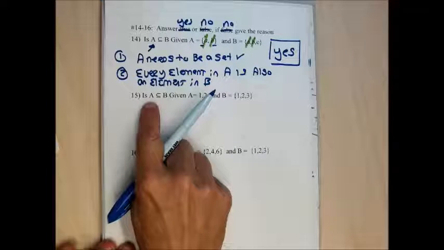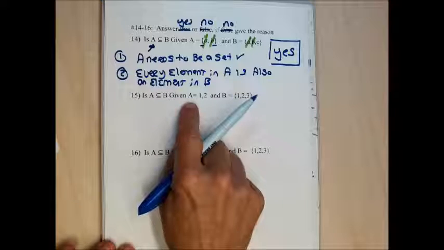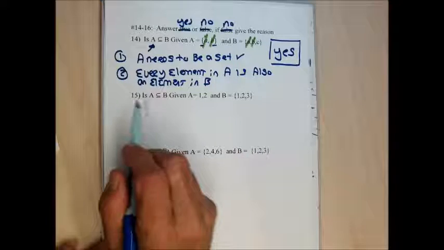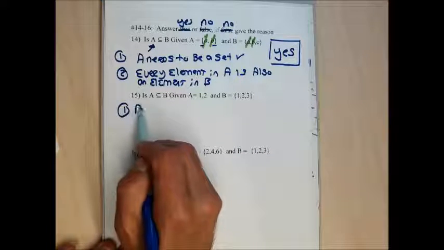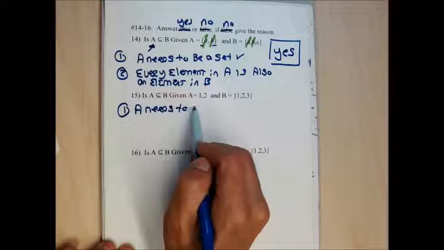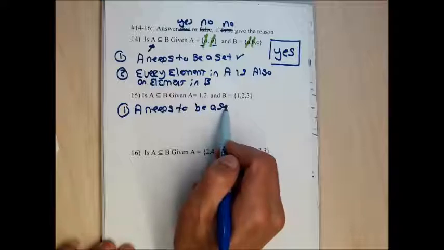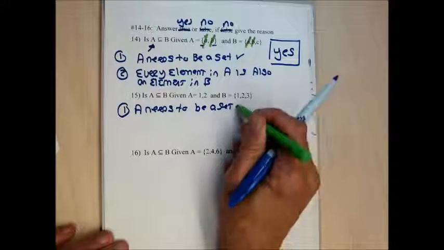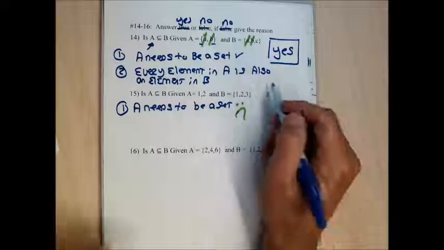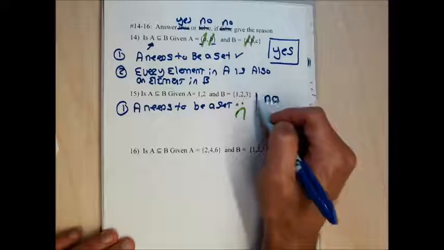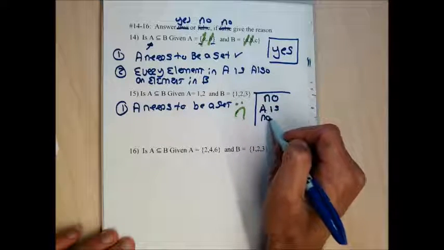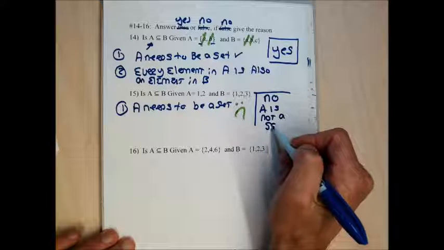When I look at this situation here, is A a subset of B given A is the numbers 1 and 2, and B is the set containing 1, 2, and 3? Rule 1 in this case says A needs to be a set. And this is not good because A is not in set notation, so A is not considered a set. My answer to this is going to be this is a false statement, or it's no. And the reason why is because A is not a set.